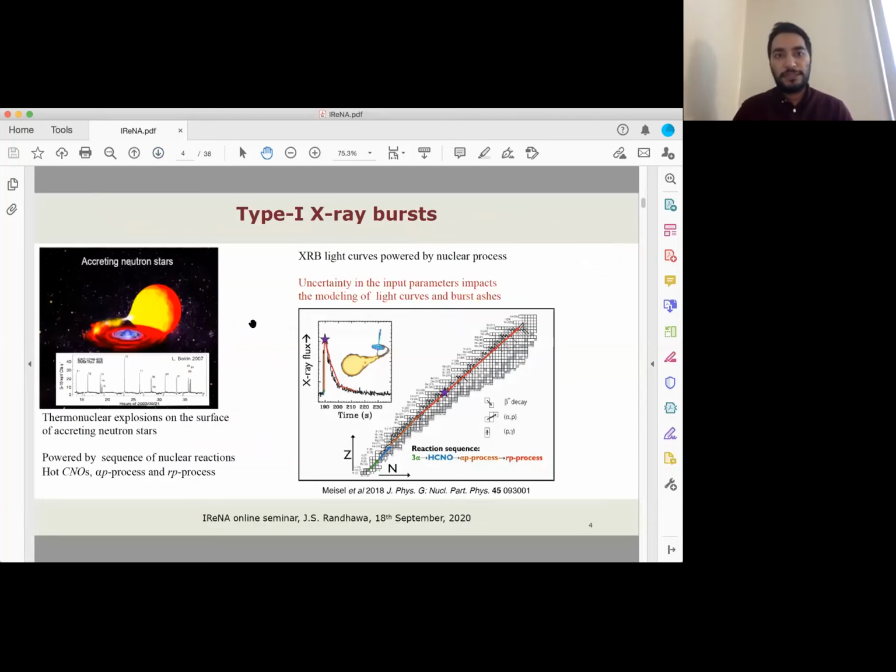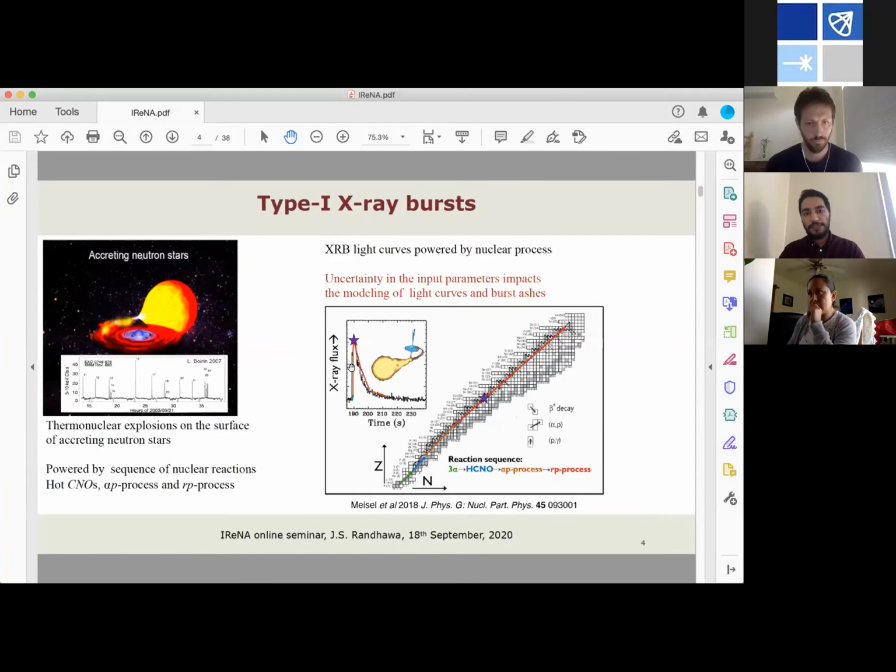Type 1 X-ray bursts are thermonuclear explosions on the surface of an accreting neutron star, when material is accreted onto the neutron star from its companion. Once the conditions are conducive for the different types of nuclear reactions, these bursts are powered by a sequence of nuclear reactions, for example the hot CNO cycle. And once the triple alpha reaction ignites, it triggers the burst. Then the flow from the hot CNO cycles breaks out, and that leads to the (α,p) and rp processes. All these different nuclear processes shape the different parts of X-ray burst light curves.